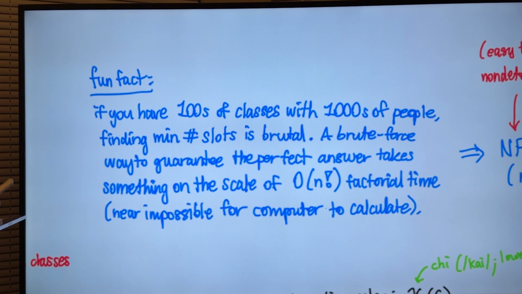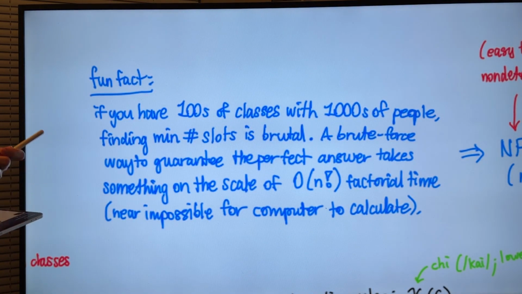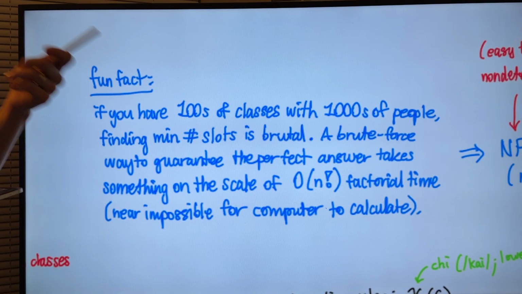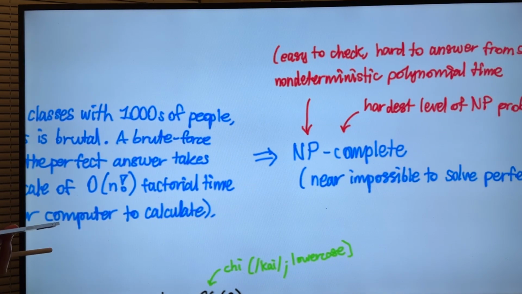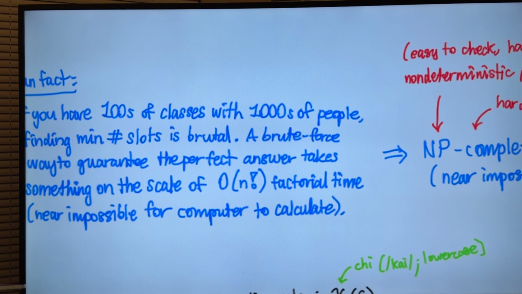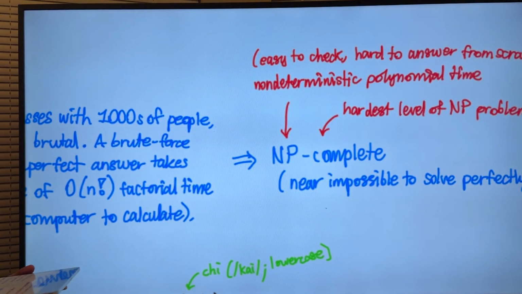So a brute force way to guarantee the perfect answer, meaning the minimum number you'd need, actually takes something on the scale of O of n factorial time, which in short is near impossible for a computer to calculate. So we have a way to call this kind of problem, if it ever scaled up to be that ginormous. We call it an NP-complete problem.